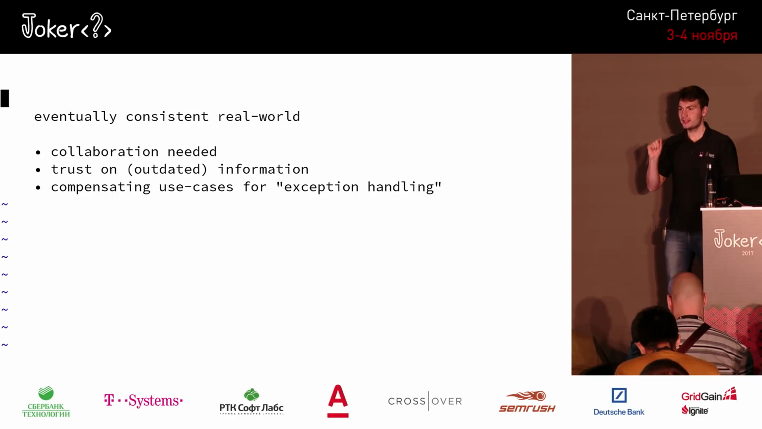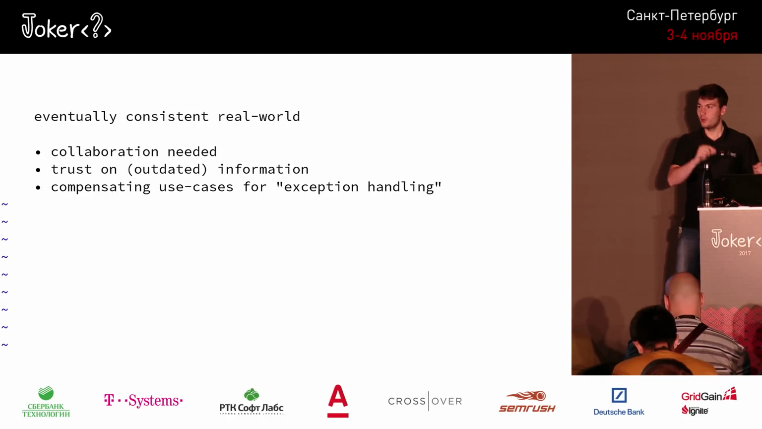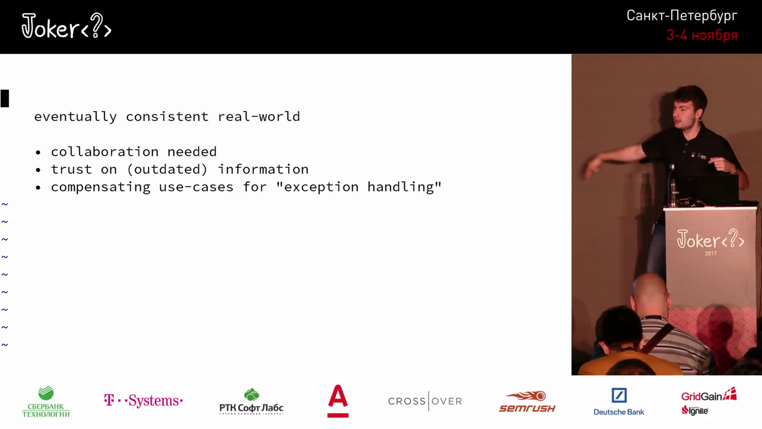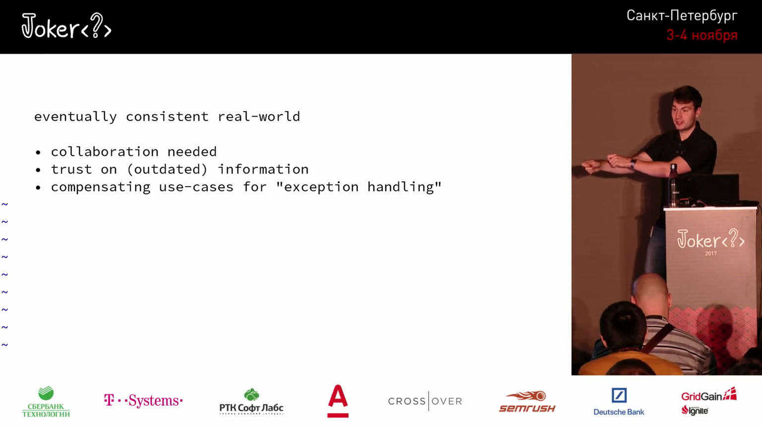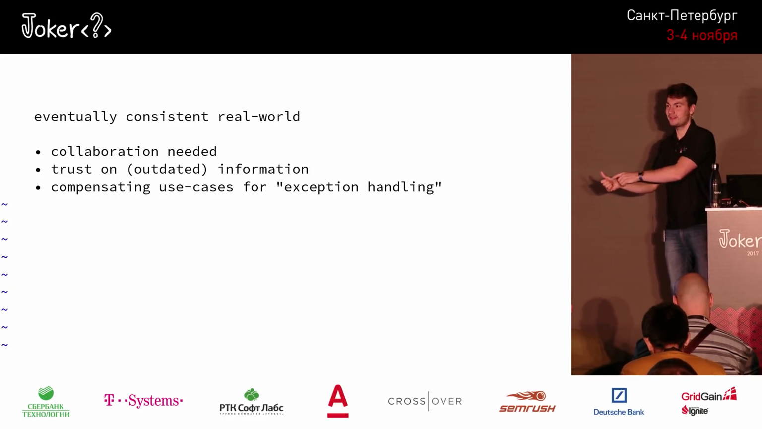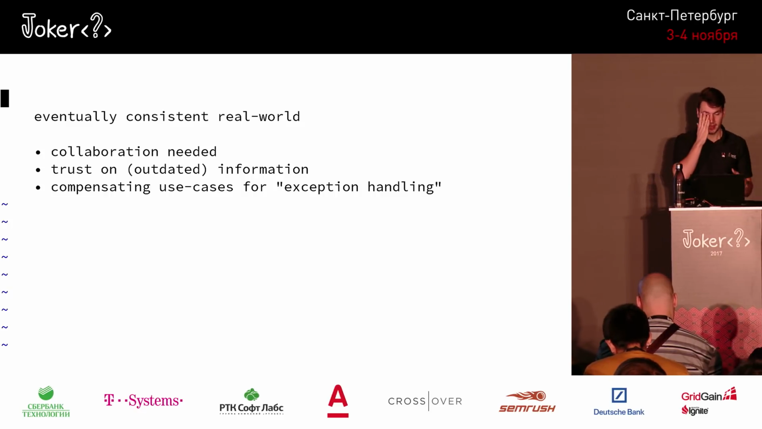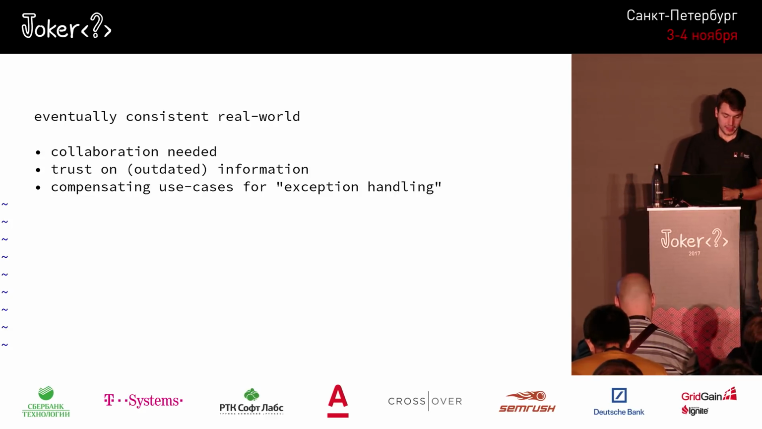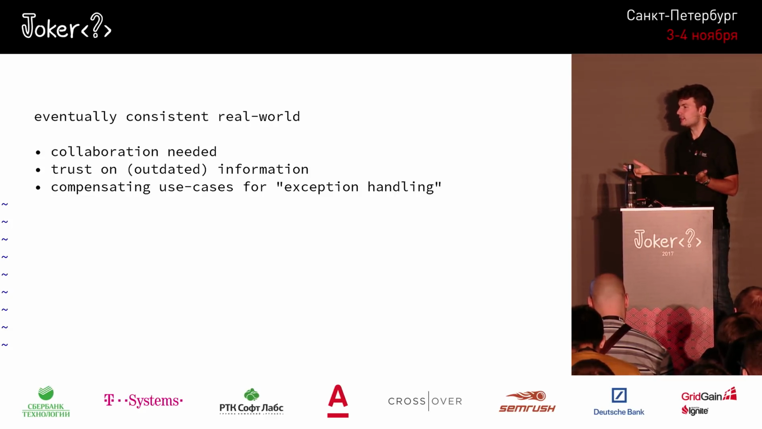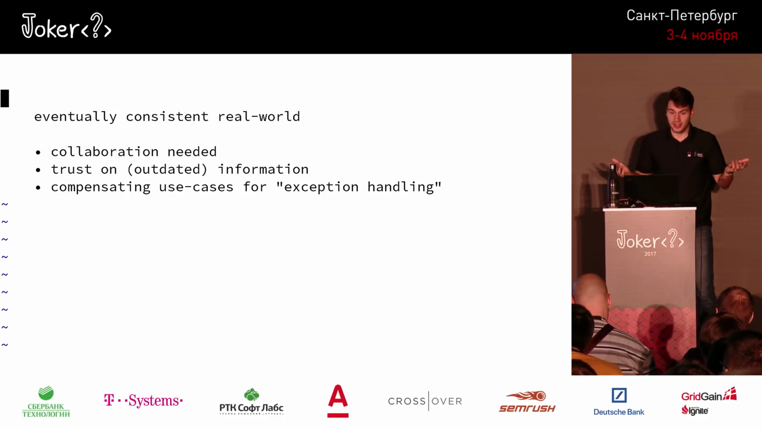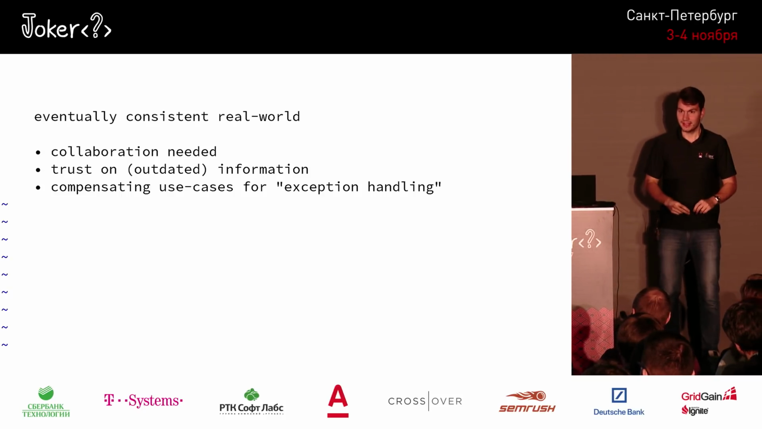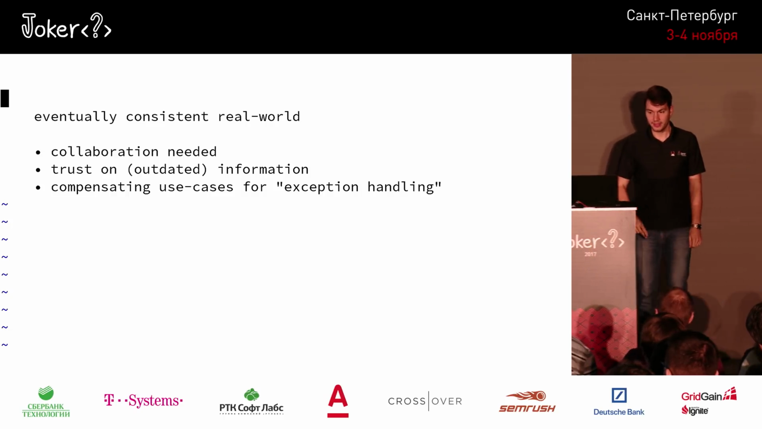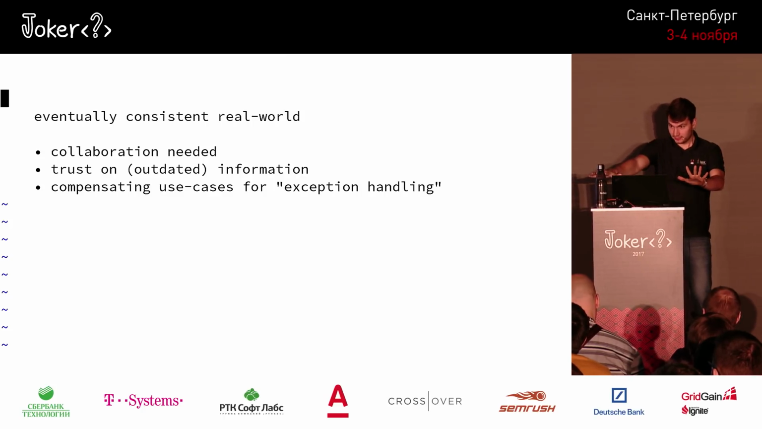And you're constantly trusting on outdated information. Because the waiter now knows we're out of burger, and maybe in the same second, a delivery truck comes and brings in new ingredients. So now it's actually possible to do burger again, right? So you have to deal with that situation anyway. And you have to deal with compensating use cases for exception handling. Because how would a consistent restaurant look like in the real world? You go, sit down at the table, and say, I'd like to have a burger, please. And now you want to make sure that you really get your burger. So now what happens? The waiter tells, everybody stops, nobody moves.